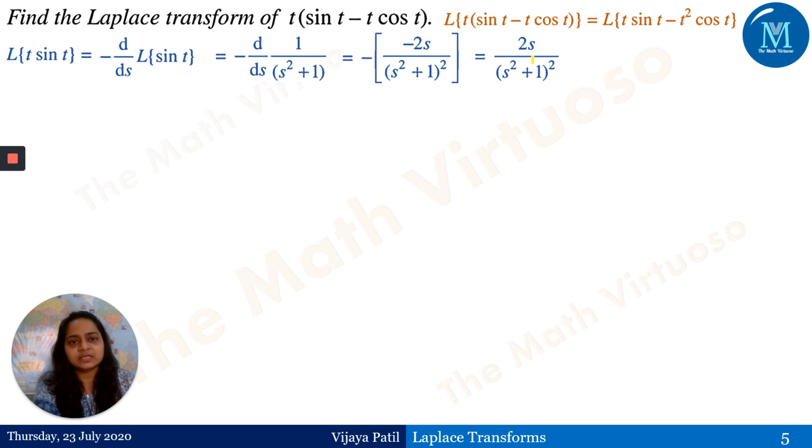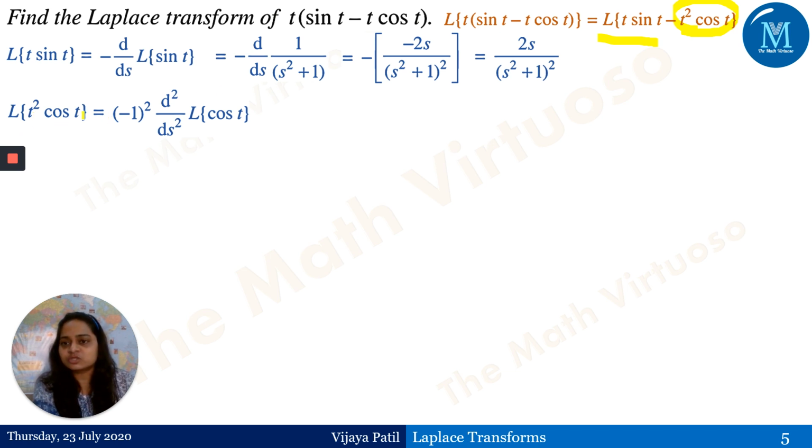So you will be getting the answer for the first term here as 2s upon s square plus 1 the whole square. What is the change in the second term? If you observe here, I have to do t square cos of t. That means I have to do the differentiation 2 times. So it's t square cos of t, which is minus 1 to the power n, and n in this case is 2.